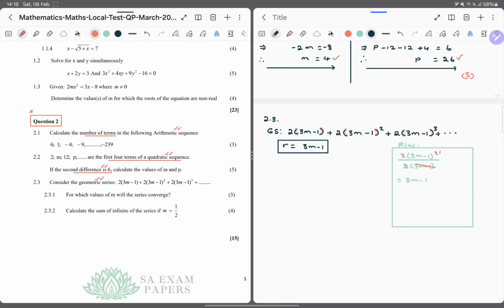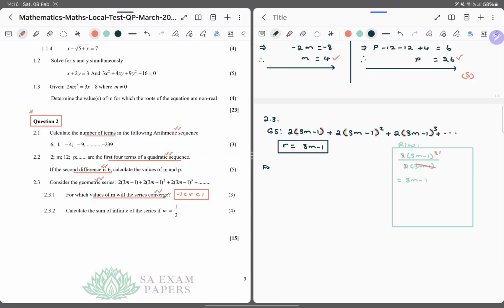Easy. Now, what are we supposed to say? We are asked a question now. For which values of m will the series converge? Now, when does a series converge? When r is less than 1, greater than minus 1. We explored this in our lesson. So it's nicely easy to apply now.